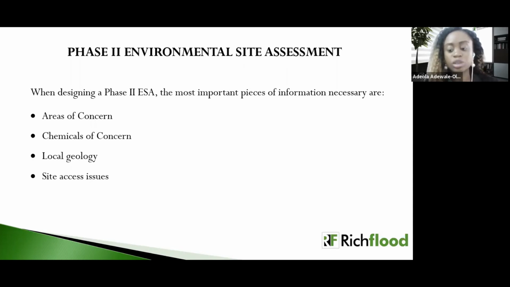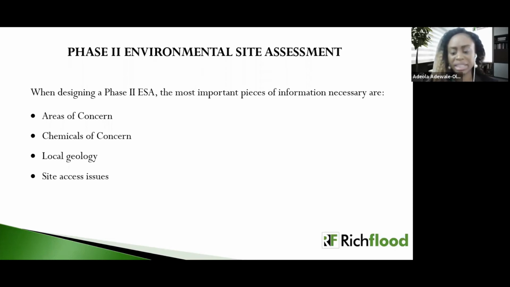And the purpose of this is to determine the presence or absence of either petroleum products or hazardous waste, either on the surface of the environment, or you determine the condition of the groundwater, the condition of the soil, the condition of all the environmental components in that environment. And when designing a phase 2 environmental site assessment, the most important pieces of information necessary are the areas of concern, the chemicals of concern, the local geology, the site access issues. All these things need to be considered while conducting a phase 2 ESA.